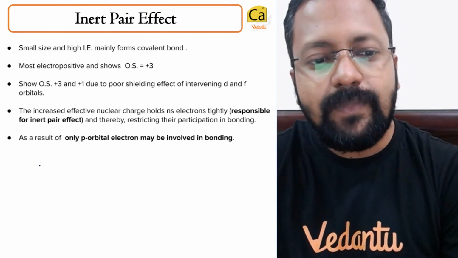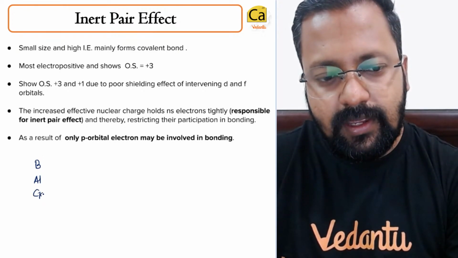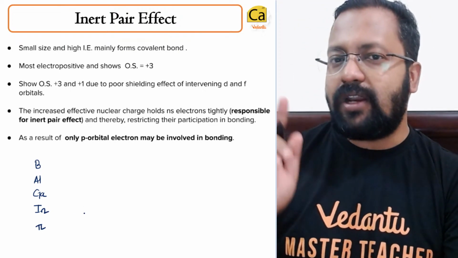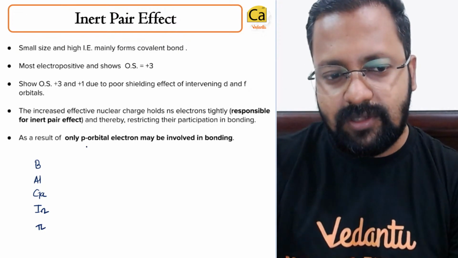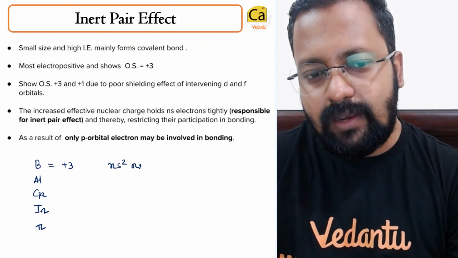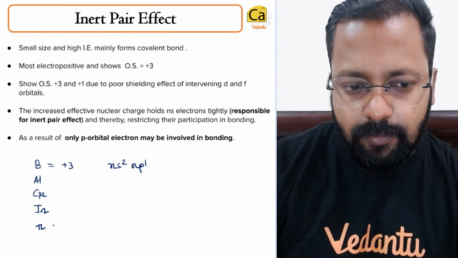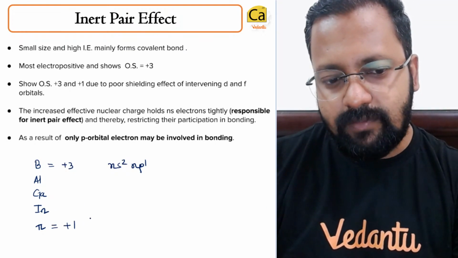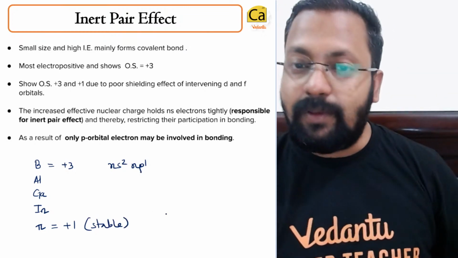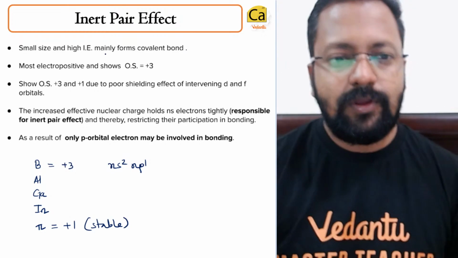What this means is that if I take boron, aluminium, gallium, indium, thallium, the general oxidation state will be +3 because there are 3 valence electrons. So the general oxidation state will be +3 because there is an ns2np1 configuration. You can remove all 3 electrons, but as you go down the group, the more stable oxidation state becomes +1. The stable configuration will be ns2.